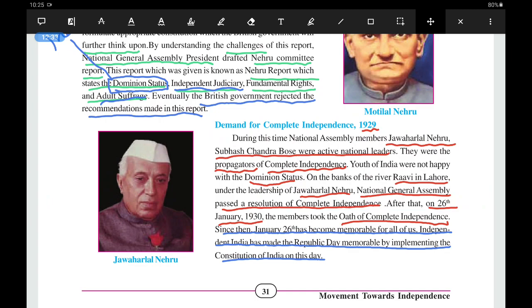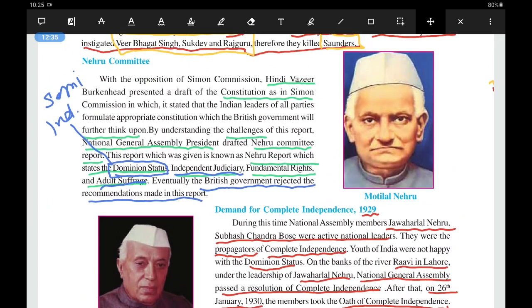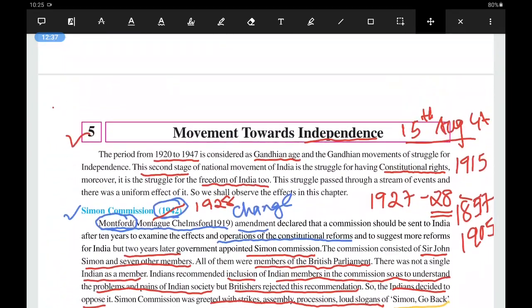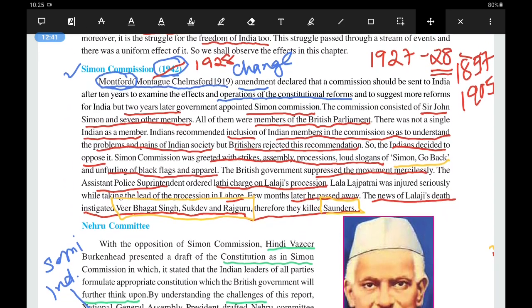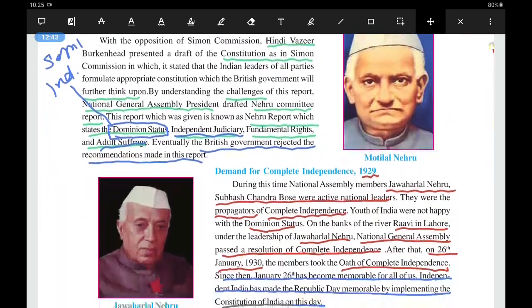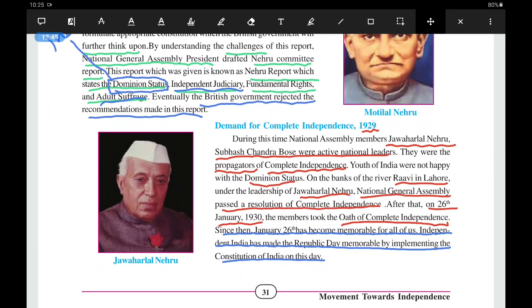So we'll stop here in this video lecture. Read the lecture. We completed three main topics: the Simon Commission, the Nehru Committee, and the demand for complete independence.